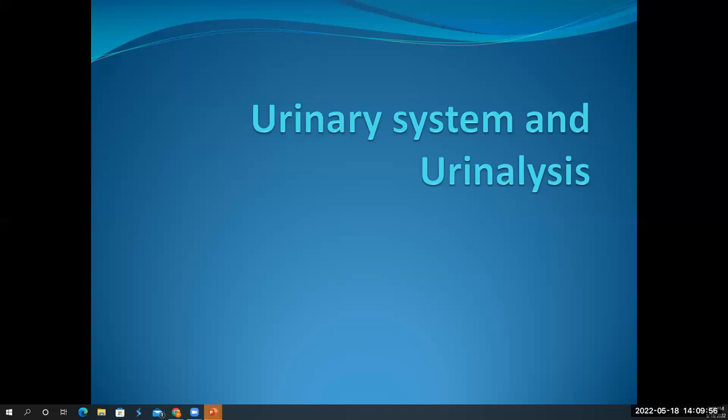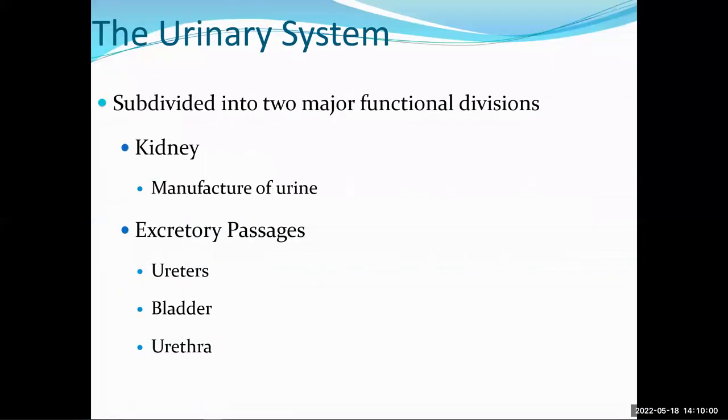So in terms of the urinary system, what does it do primarily? It's subdivided into two major functional divisions. We have the kidney, which actually manufactures the urine, and then we have the excretory passages, namely the ureters, bladder, and urethra. And they go in that order. The ureters empty the kidneys, and it goes to the bladder. Bladder fills up, and it is voided to the external environment via the urethra.